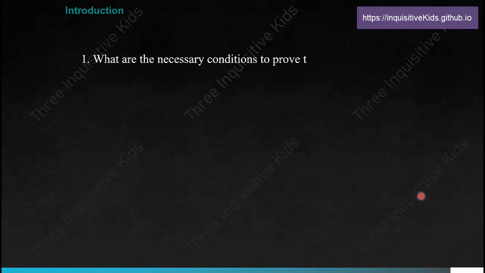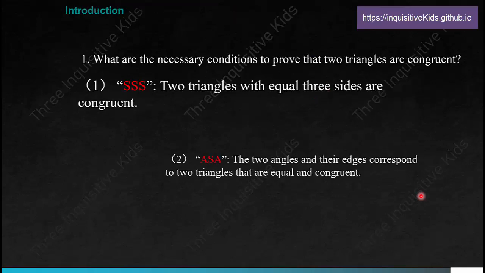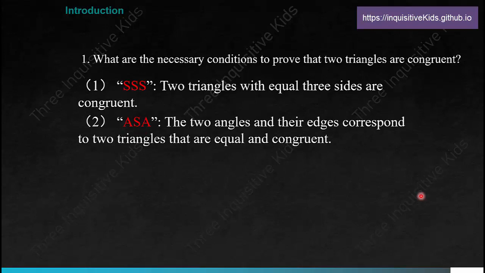Introduction. What are the necessary conditions to prove that two triangles are congruent? You should be able to list at least 4 of these down because we've been learning all about these in the previous lessons. The first one is SSS. Two triangles with 3 equal sides are congruent. ASA. Two triangles with 2 equal angles and the side between them are congruent.